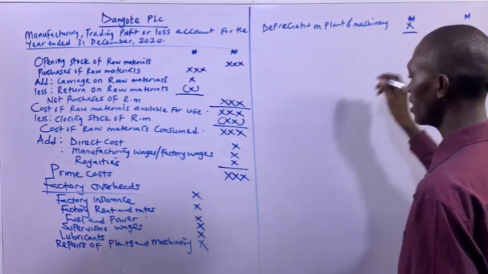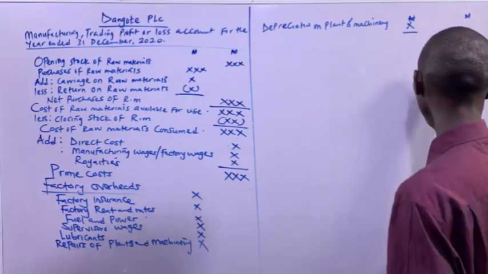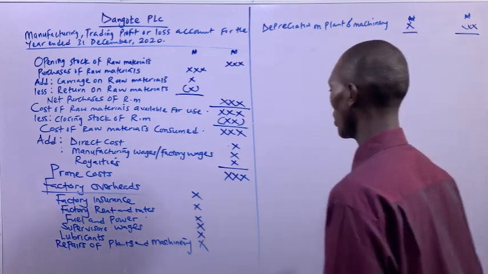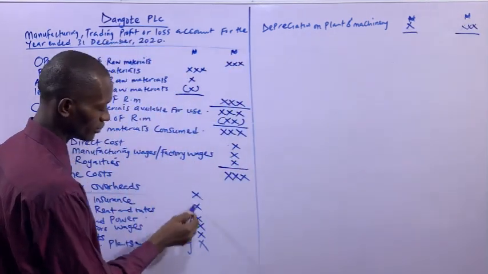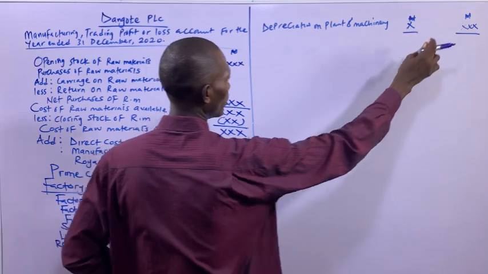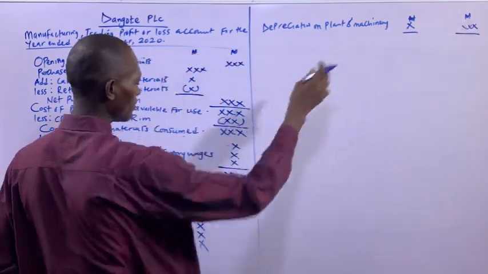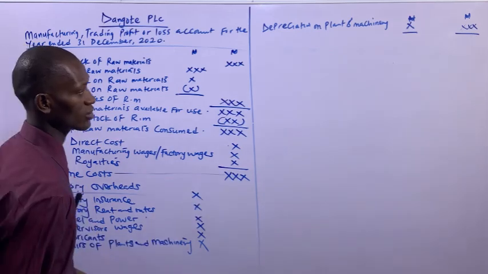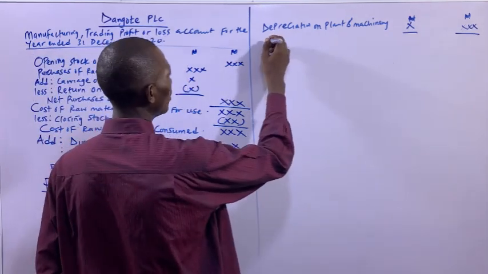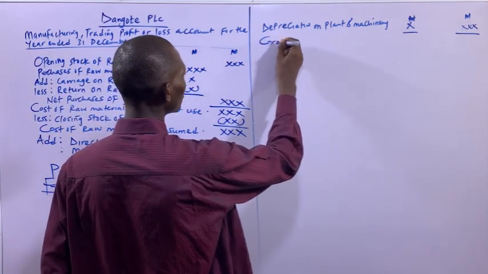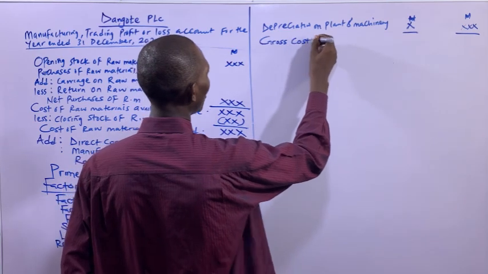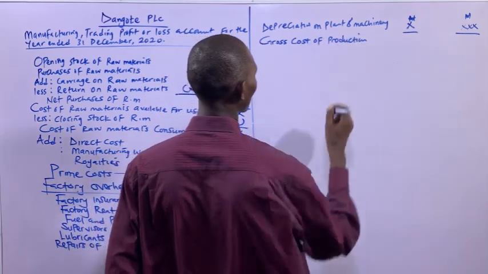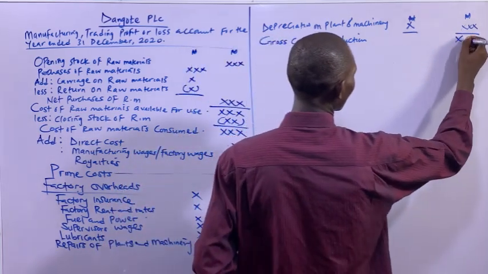Then we had everything. So adding it, we have, let's say, this as total. After we've added all this plus this, then we have this. And this that we have now, we add it to the prime cost. This is the prime cost. Then when we add it, we have gross cost of production.